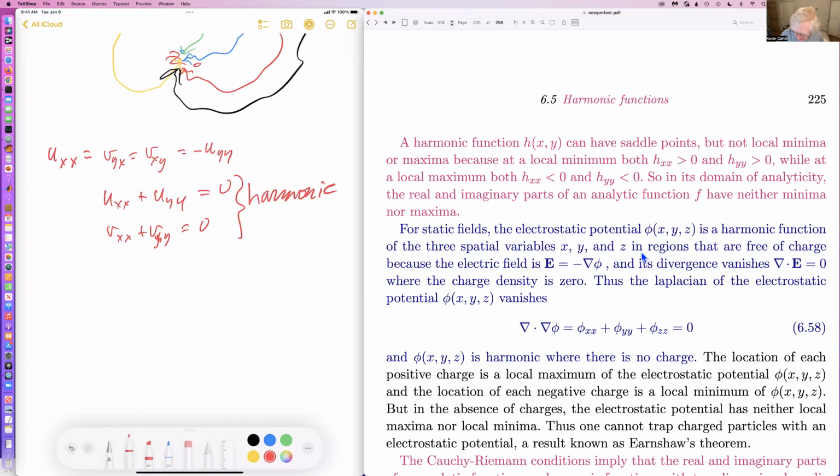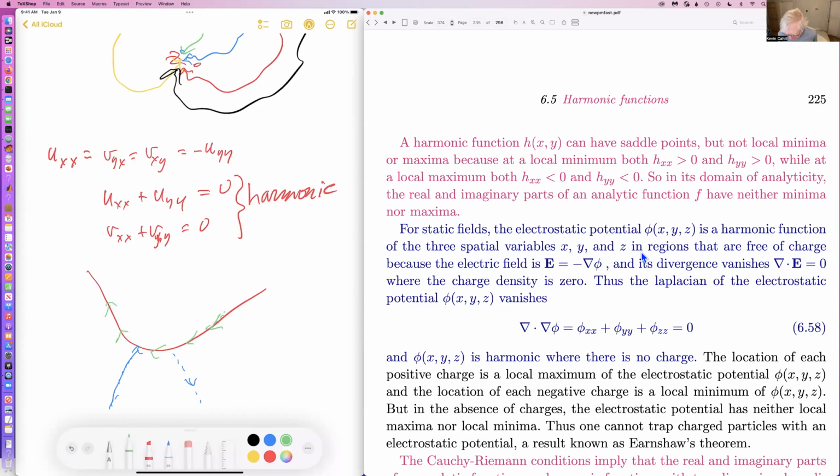It can have a saddle point, which is to say that if you go up here, it's increasing, and then when you go down the other side, it's decreasing. So that looks like a maximum, but on the other hand, if you come down this way, you then find that what you've got here is a minimum in the perpendicular direction. So that's what a harmonic function looks like. It has saddle points, but it doesn't have maxima or minima.